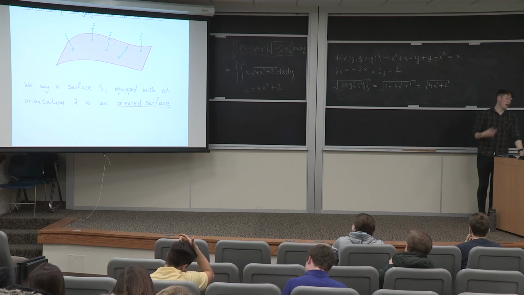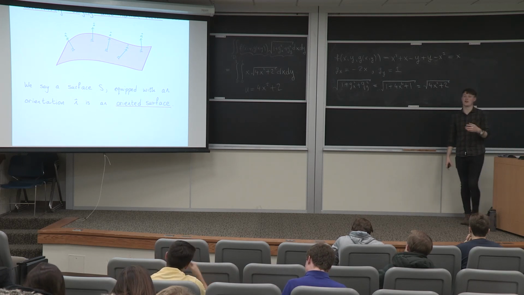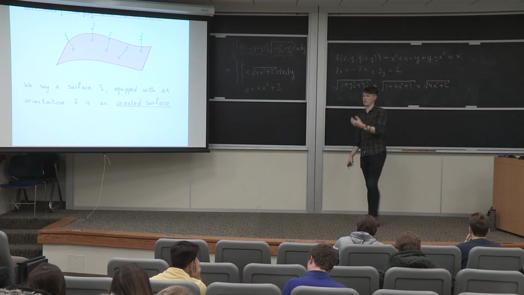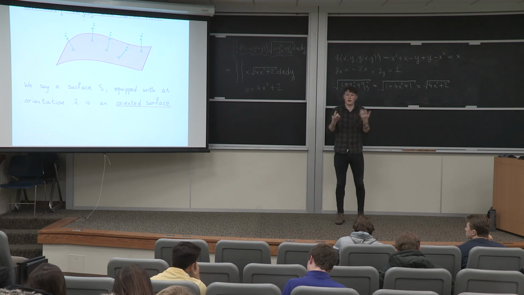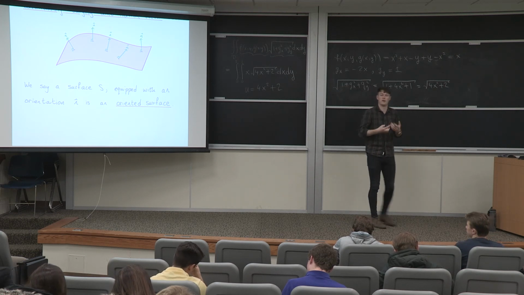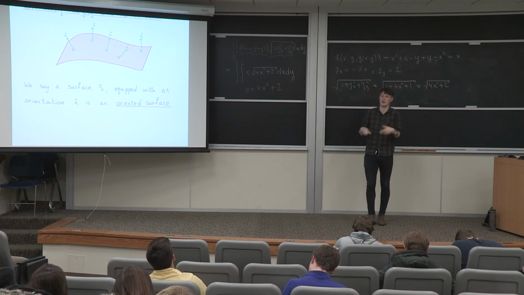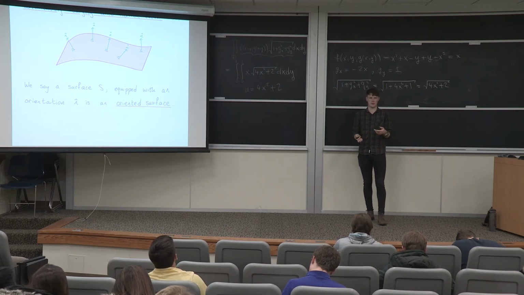Right, so a surface S equipped with an orientation is an oriented surface. So really we can only do flux integrals on oriented surfaces, because what does flux mean if I don't already have a pre-described notion of where is positive and where is negative? How am I meant to compute this quantity if I don't know what sign it should be? Does that make sense?